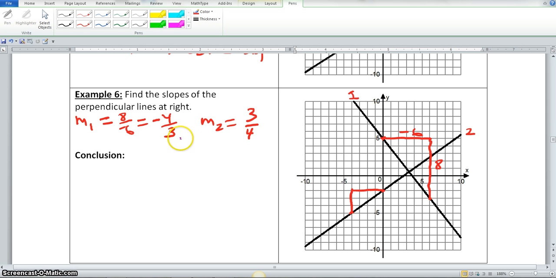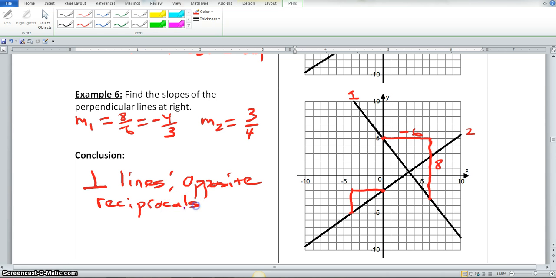Now if you notice with these slopes here, you notice that they have opposite signs, and they're also reciprocals of each other. So you could conclude using a symbol for perpendicular. This is a symbol for perpendicular. Perpendicular lines, and we'll use our colon here. Their slopes are opposite reciprocals. Because they have to be opposite, which means that one is negative and one is positive, and they have to be reciprocals of each other. And that is the conclusion.